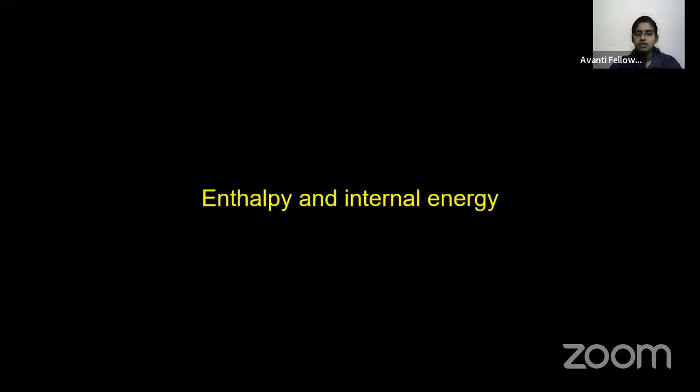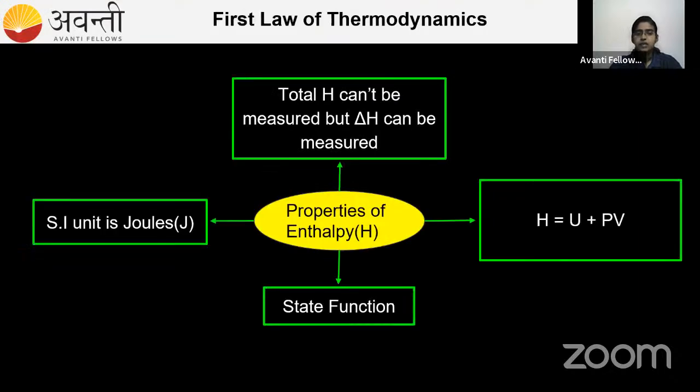Now coming to the next topic, which is enthalpy and internal energy. So the properties of enthalpy: it is denoted by the letter H and it is a state function. SI unit is joule. Again, like internal energy, enthalpy cannot be measured, but change in enthalpy can be measured using the calorimeter. And the formula that is being used is H is equal to U plus PV.